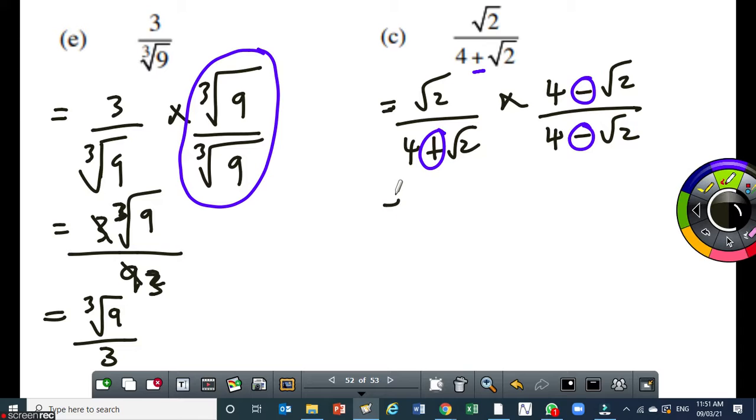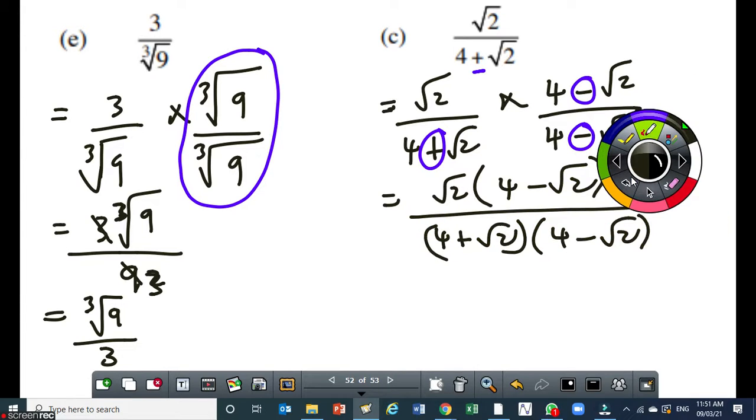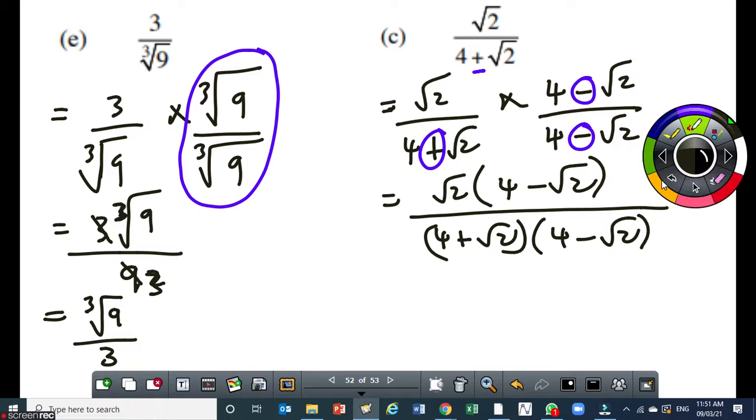Then use your knowledge of algebra. So we will end up having square root of 2 times 4 minus square root of 2, all over 4 plus square root of 2 times 4 minus square root of 2. Then in the numerator, square root of 2 times 4 will give me 4 square root of 2. Square root of 2 times square root of 2 will give me a 2. All over.